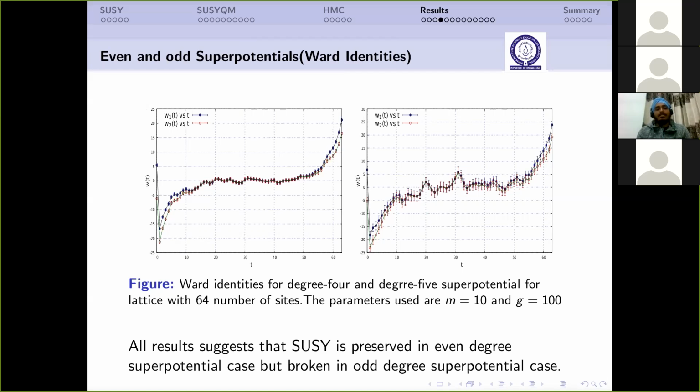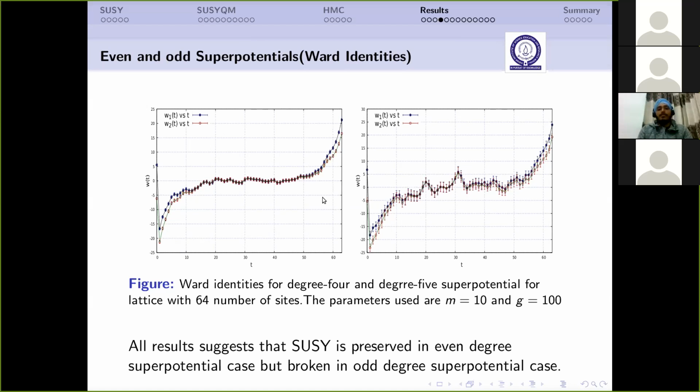On the edges there are lattice artifacts, so we are not getting Ward identities satisfied at the edges, but we are looking at that plateau part, and that plateau part is more or less supersymmetry is preserved, but that is not the case with the odd degree superpotentials.